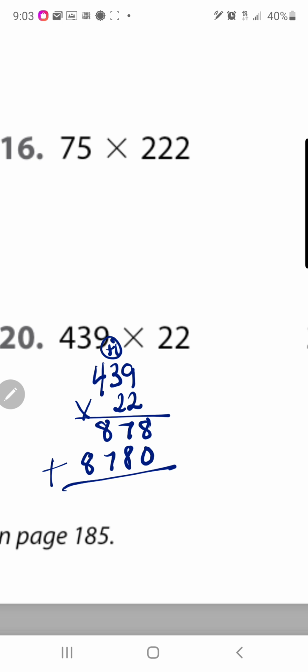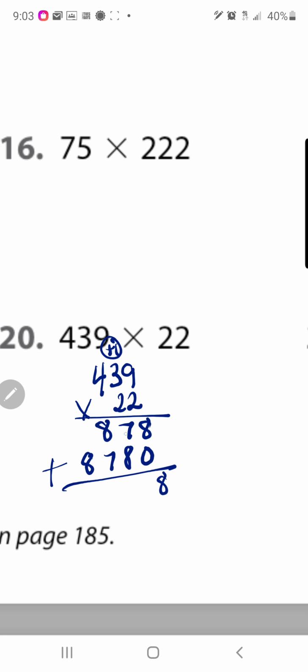So 2 times 9 is 18. Carry the 1. 2 times 3 is 6, plus 1 more is 7. 2 times 4 is 8. Now, you're about to multiply by 2 again, so you would expect the next partial product to be the same. But just make sure you put a 0 in the ones place, and then you copy your partial product down exactly the same as the first one.